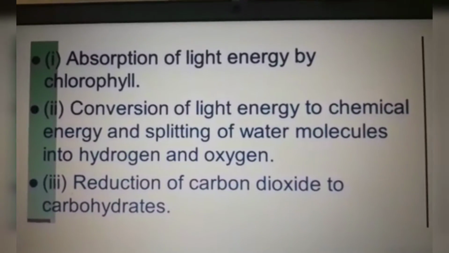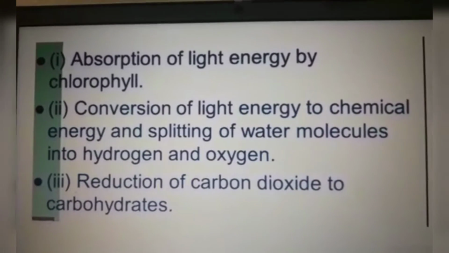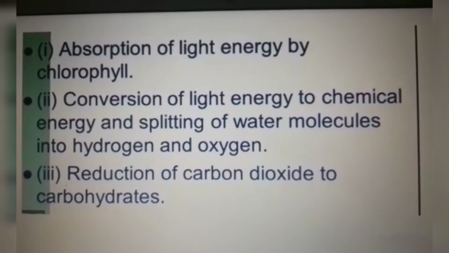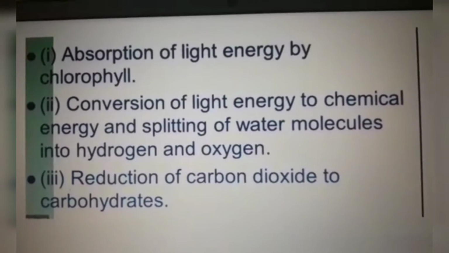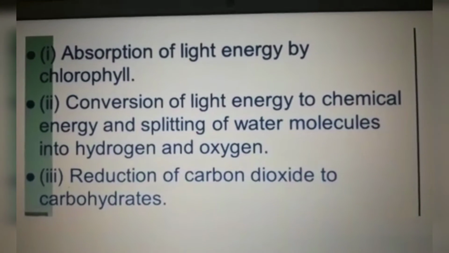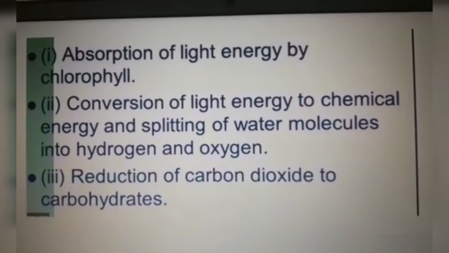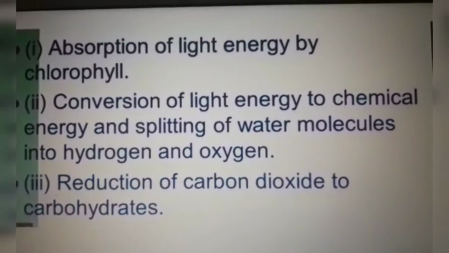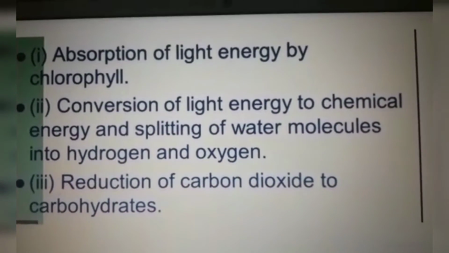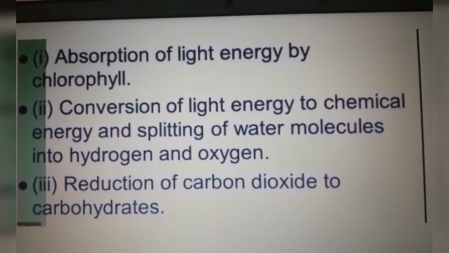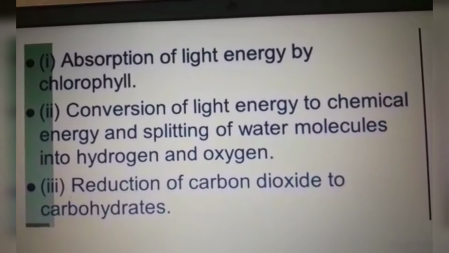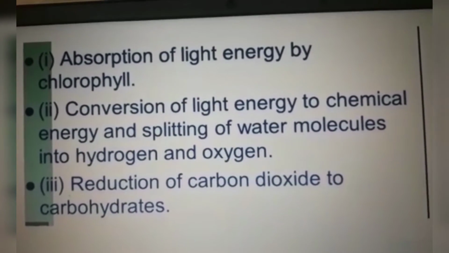Okay, students, this is the last point about this concept. Mainly, one very, very important question is here: write the 3 steps or events that occur during the photosynthesis process. These are the 3 steps: first one, absorption; second one, conversion; third one, reduction. Just to explain, the first one is absorption of light energy by chlorophyll. As I already explained, chlorophyll easily absorbs or traps the light energy. That is the first step.